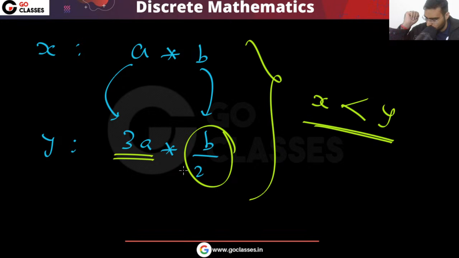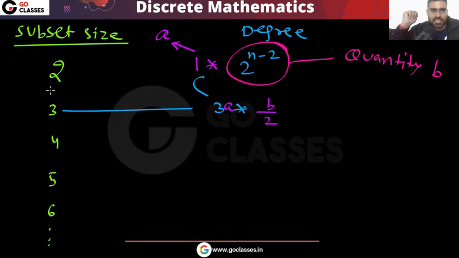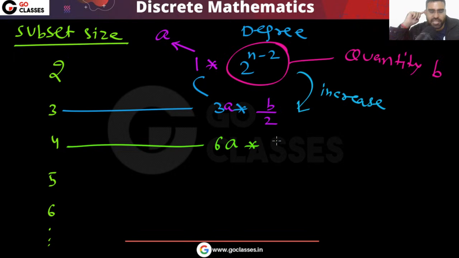Okay. So this is the same thing happening here. So I can say that this is greater than, like, this value will be definitely here. You are getting an increase. Increase happening. Okay. What about this 4? This 4 means it is like 6A. It is a 6A, doubling. And this is B by 2, divided by 2.